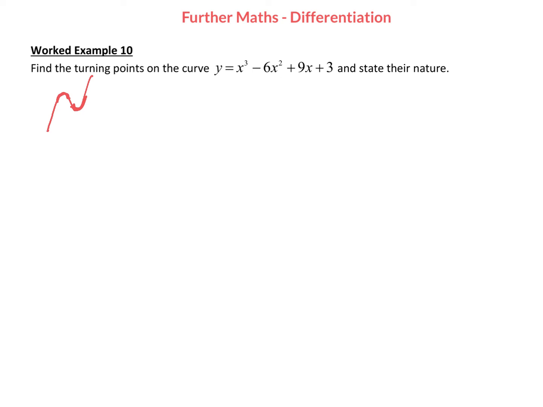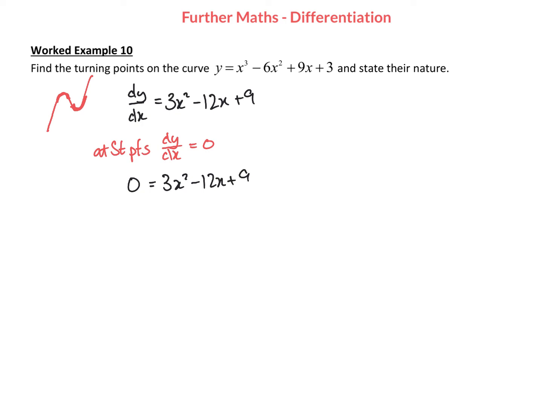First of all, if y equals x cubed minus 6x squared plus 9x plus 3, well, first I want to find dy by dx. So that's 3x squared minus 12x plus 9. And I know if I want to find the stationary points, the turning points, at stationary points, the gradient, or dy by dx, is always equal to 0. So let's put our gradient equal to 0. I can see that all of these numbers are divisible by 3, so 0 is equal to x squared minus 4x plus 3. And that will factorise. Two numbers that multiply to give 3 and add to give 4 are minus 1 and minus 3. And so my two solutions for this are x equals 1 and x equals 3.